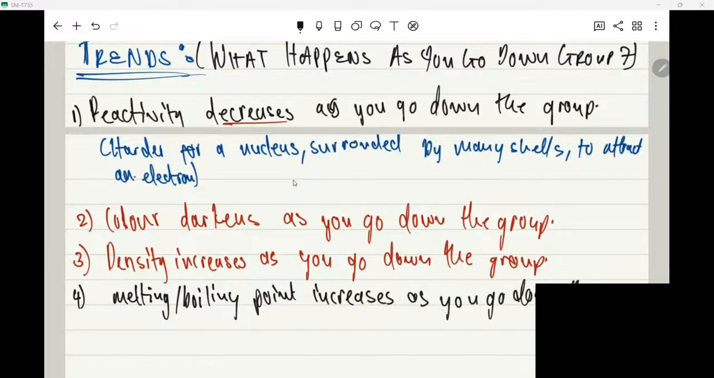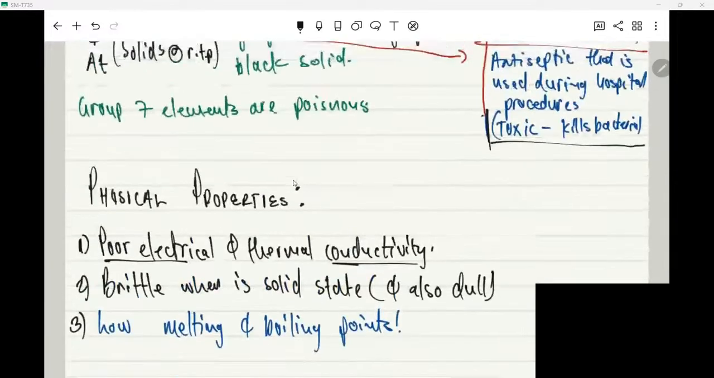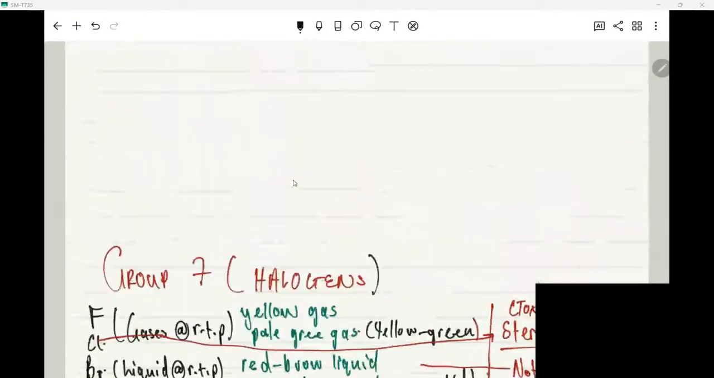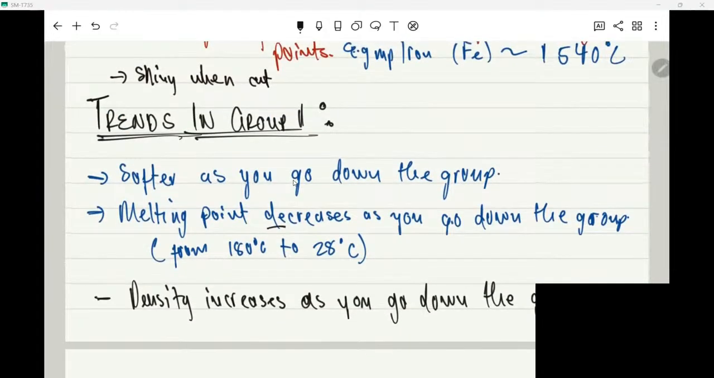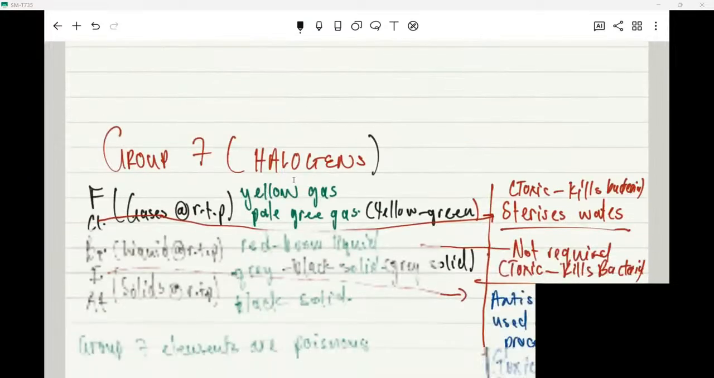For those other ones, what did we have? For group 1, the melting point gets lower. As you go down the group, we saw that the melting point actually became lower. It was already low, but it actually got lower. We don't like to talk about boiling point for metals, it's high. But we like to talk about their melting point because you can't easily make metals boil. That's impossible. So that's why we didn't talk about the boiling point for them.